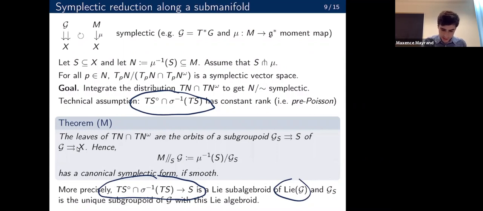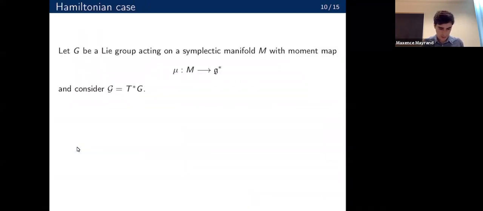And now let's discuss the special case where G is the cotangent bundle of a group, and mu is a moment map. So that's the Hamiltonian case. Let's take a group G acting on a symplectic manifold with moment map mu, and consider the groupoid to be the cotangent bundle of G. That's a groupoid.